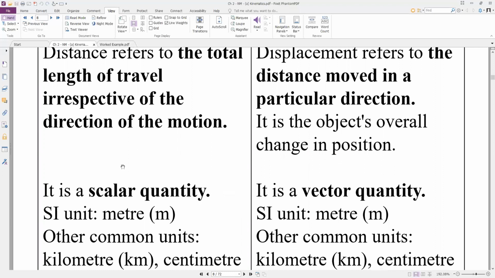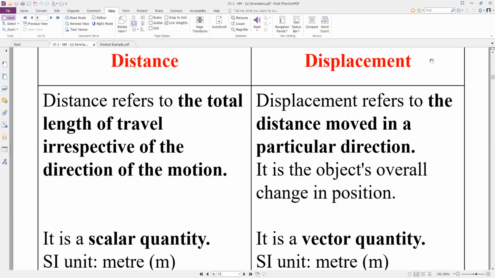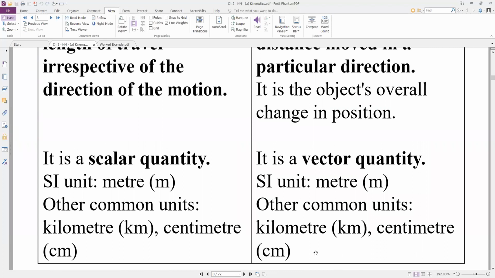What about distance? Distance is a scalar quantity. And what is the general unit? The general unit is meter. Other common units are kilometer, centimeter, millimeter, and so on. What is displacement? Displacement refers to the distance moved in a particular direction. It is the object's overall change in position. It is a vector quantity, the SI unit is meter, and other common units are kilometers, centimeters, and so on.